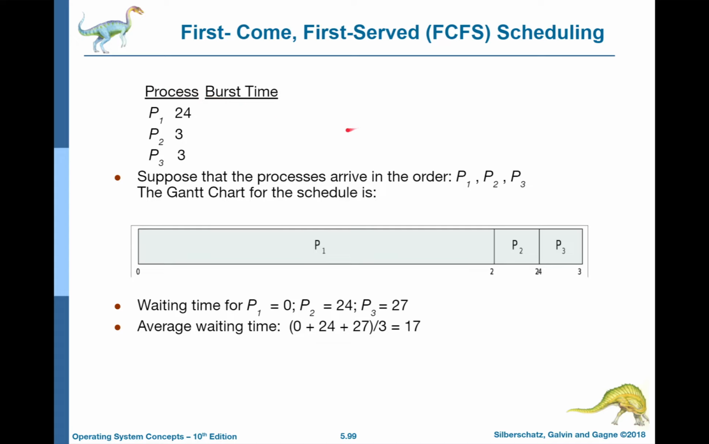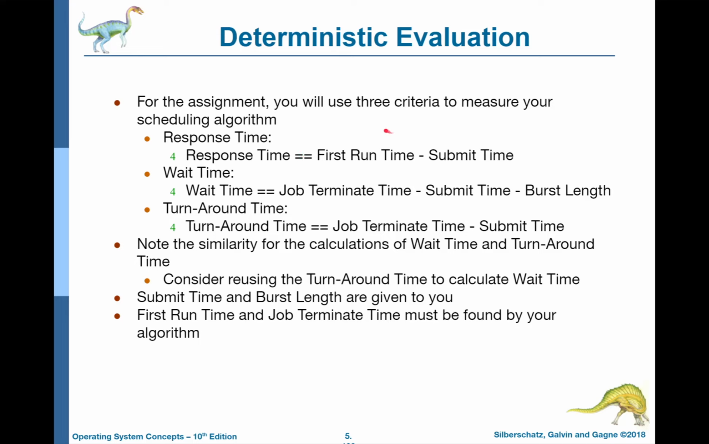So what we want to do to evaluate our algorithms is we want to choose some criteria, and we're going to choose three criteria. We're going to choose response time. Response time is calculated by first finding the first run time of a particular job and then subtracting from it the submit time. Please note that the submit time is provided for you. It is part of the input for the program. But the first run time needs to be found by your simulator. So you will have to write the code that finds this first run time.